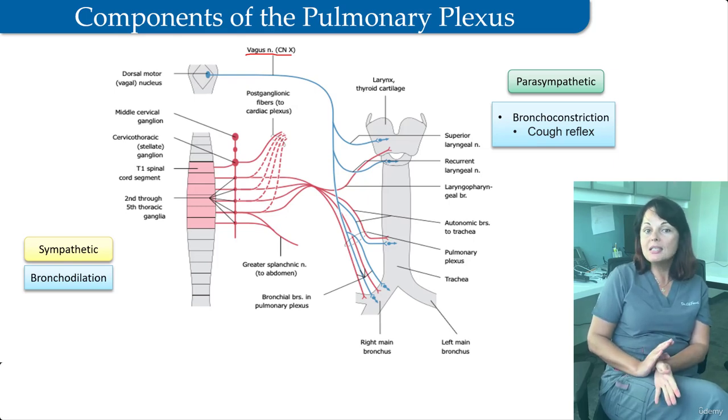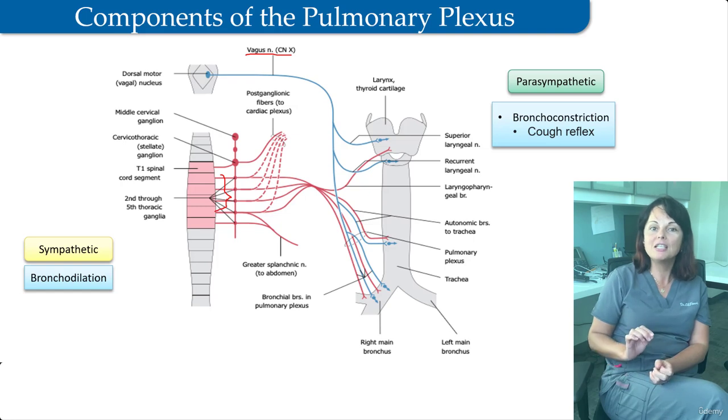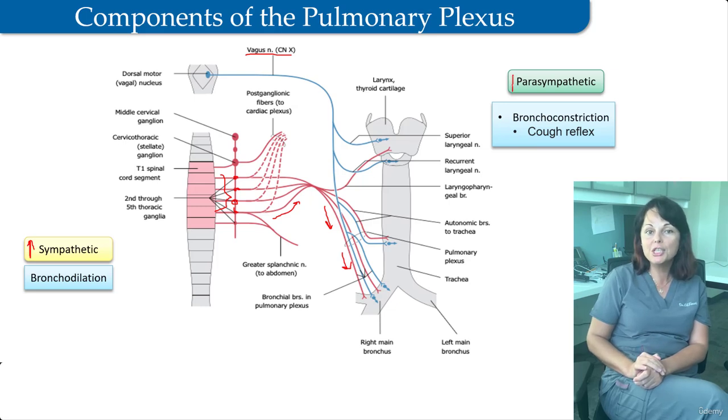The preganglionic sympathetic fibers take their origin at T2 to T4 vertebral levels, and after synapsing at the respective paravertebral ganglia, the postganglionic fibers join the pulmonary plexuses as sympathetic bronchial branches. The stimulation of the sympathetic fibers triggers bronchodilation, and the stimulation of the parasympathetic branches has the opposite effect.